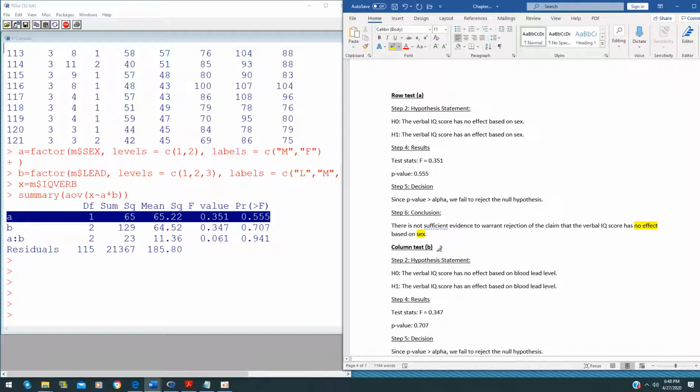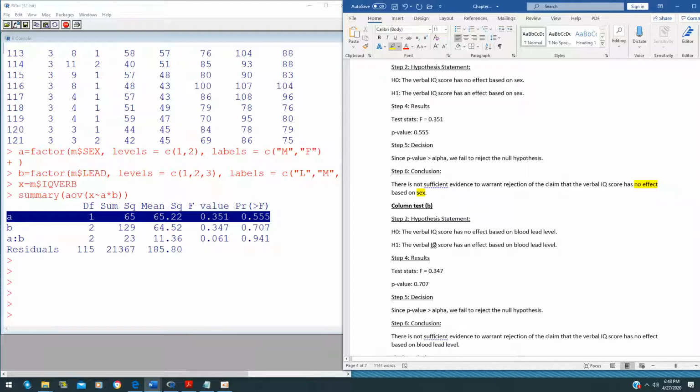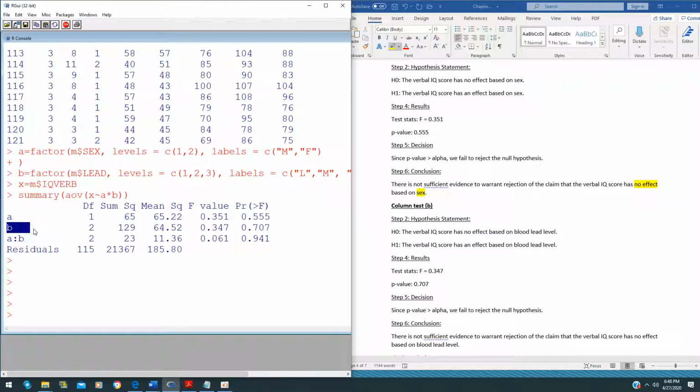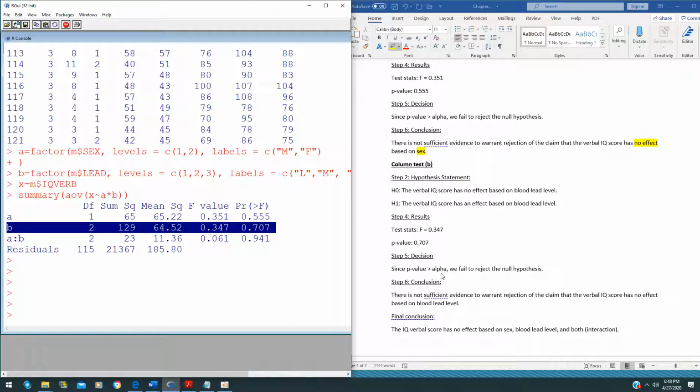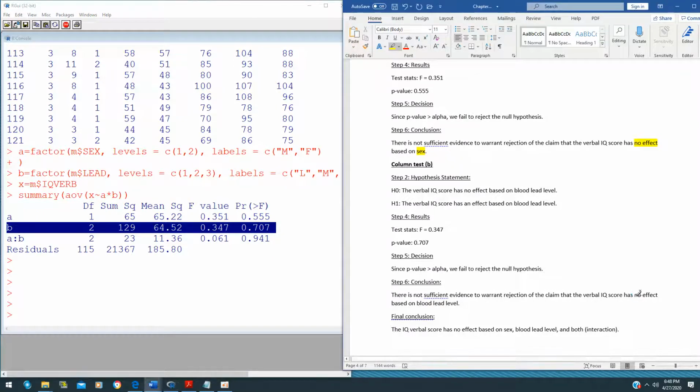Now we're going to do the column factor, which in this case is your blood level. So the null hypothesis is there is no effect based on the blood level, and the alternative is that there is an effect based on the blood level. So now by looking at your R output, we're looking at your B in this case. Your test statistic is 0.347 with a p-value of 0.707. So again your p-value is greater than alpha. We fail to reject your H0. So based on this, there is no sufficient evidence to warrant rejection that the IQ score also has no effects based on the blood level.